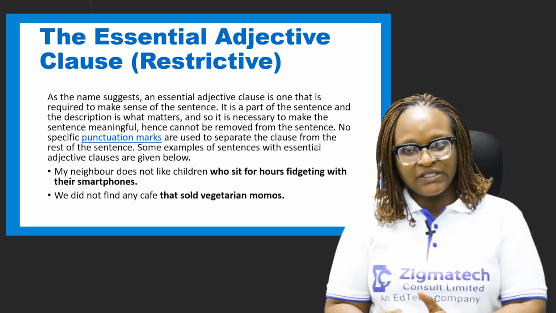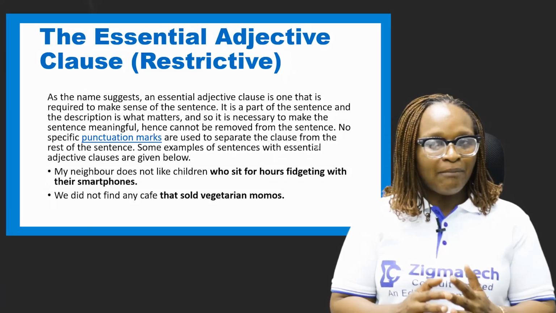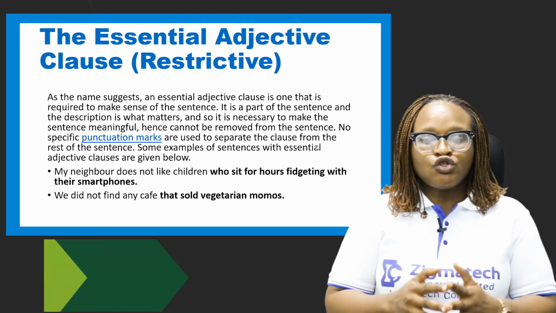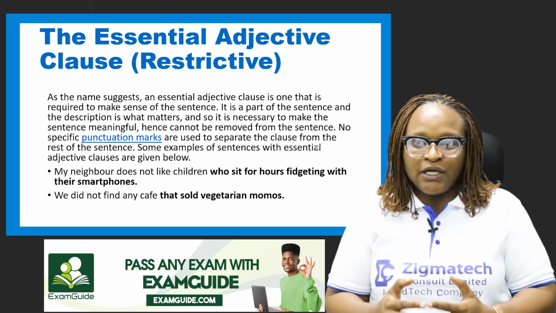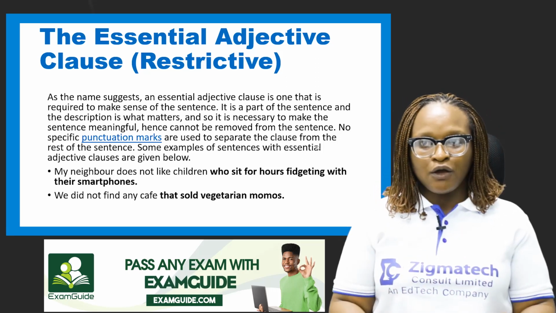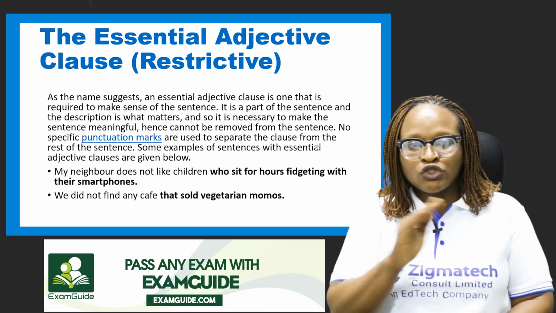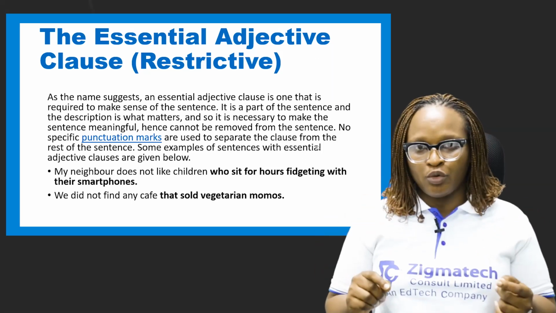If you remove a part of the sentence, it will be affected. That means the sentence wouldn't be meaningful again. But once you remove this part of the sentence and the sentence is still there, it is called non-restrictive. But for restrictive, it tells you that the sentence must not observe any punctuation in between aside the full stop.